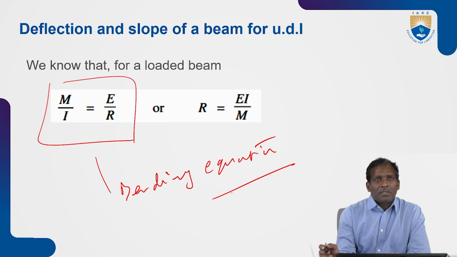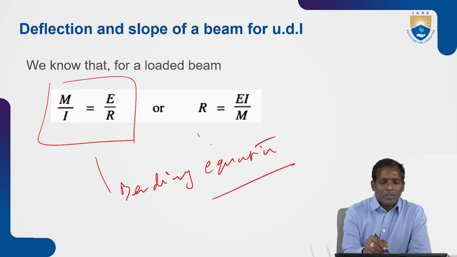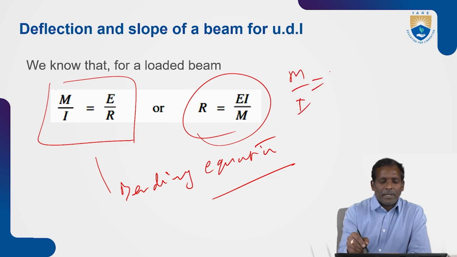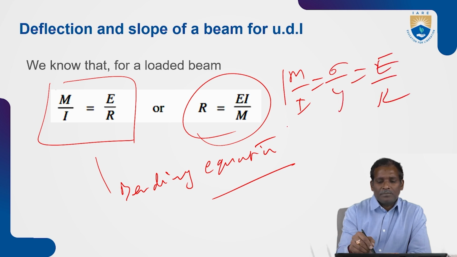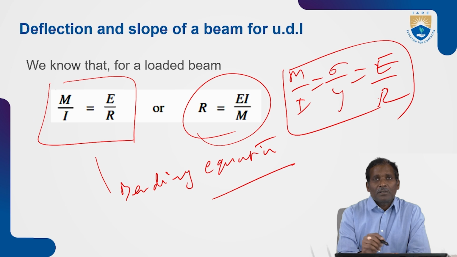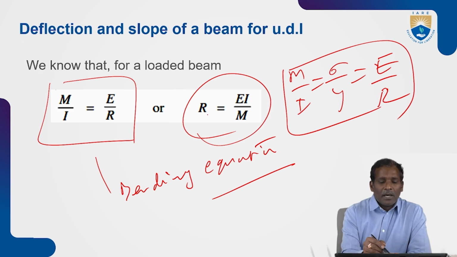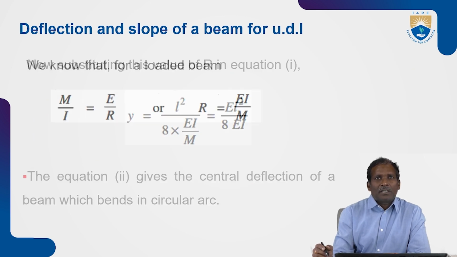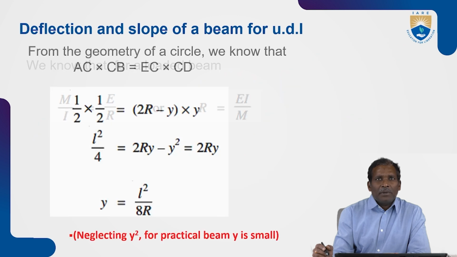Already we have discussed in previous sessions R is equal to EI by M. The bending equation we already know: M by I is equal to sigma by Y is equal to E by R, which you have derived also. So now write down R, the radius of curvature, is equal to EI by M.